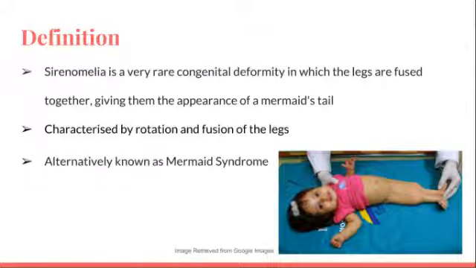Definition. Sirenomelia is a very rare congenital deformity in which the legs are fused together, giving them the appearance of a mermaid's tail. It is characterized by rotation and fusion of the legs, and is also known as mermaid syndrome.